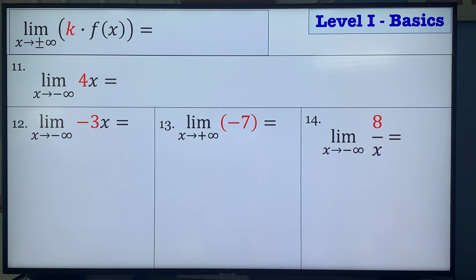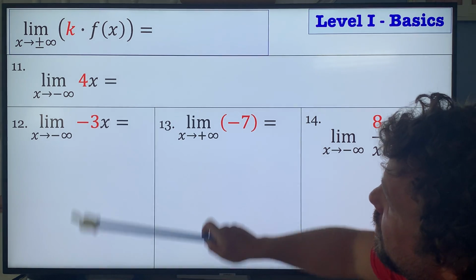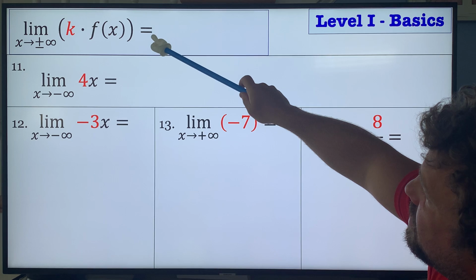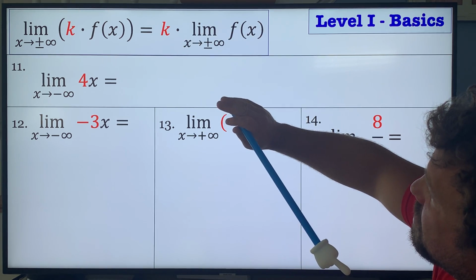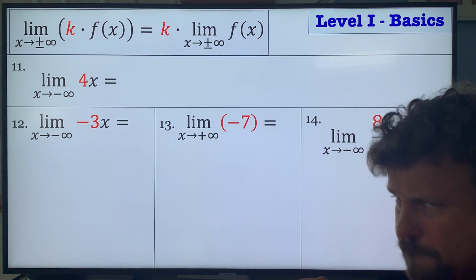Level 1 basics. The limit of 4x as x approaches negative infinity. What do you think it is? Well, let's look. The rule, limit of k f of x is k times the limit of f of x as x approaches plus or minus infinity.